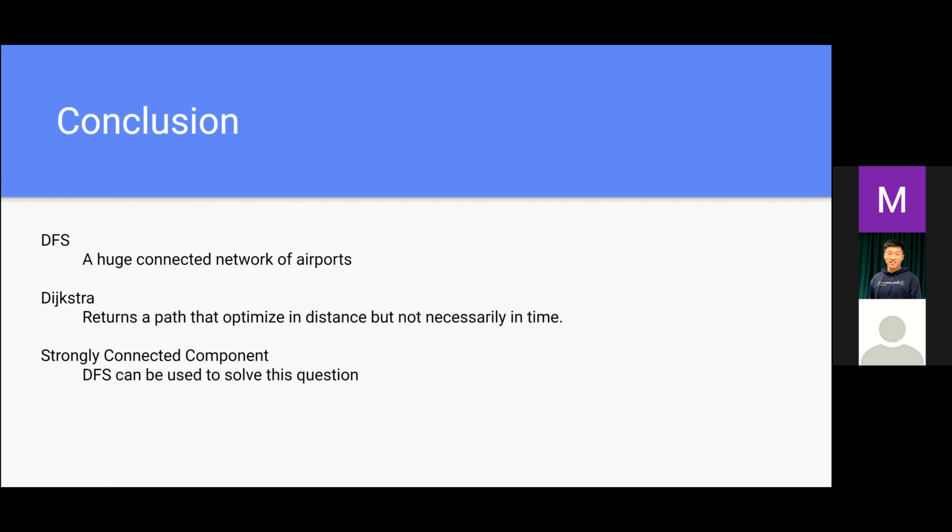And the second algorithm, the Dijkstra, outputs a vector of strings, which represents the shortest path between 2 airports. The path only optimizes in distance, but not in time.